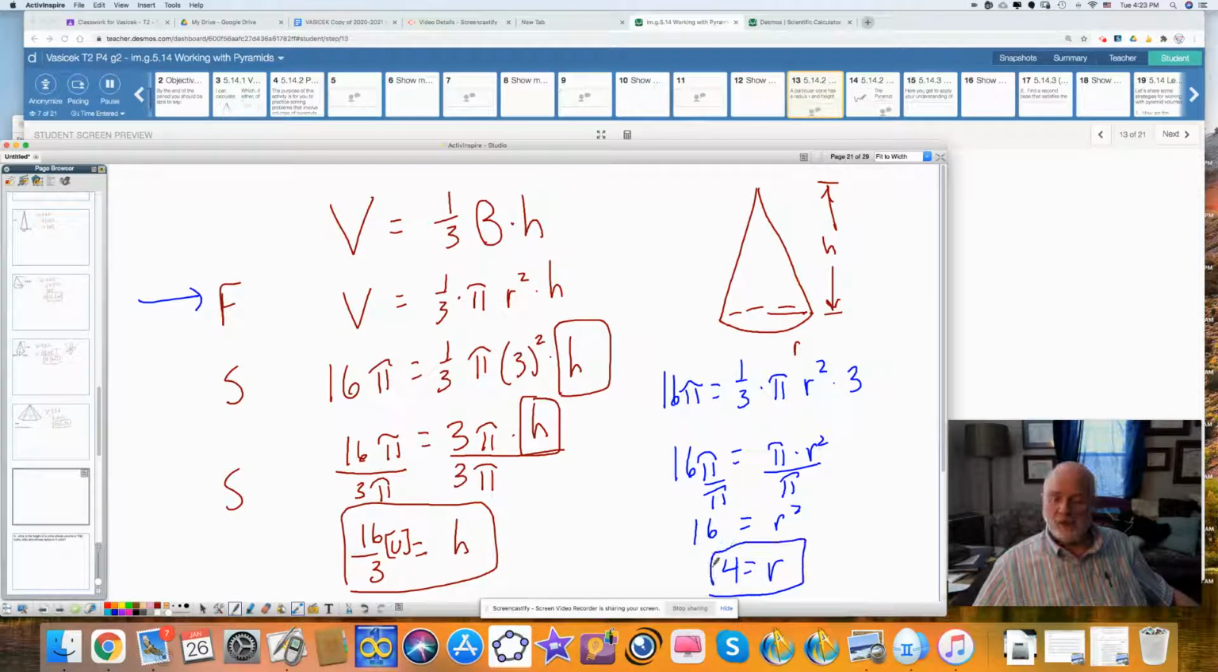Here I am using the formula to solve for something other than the volume. So if I'm given the volume, I can use the formula by substituting and solving. And this graphic organizer, formula, substitute, solve, will work for a bunch of what you do at the high school level.